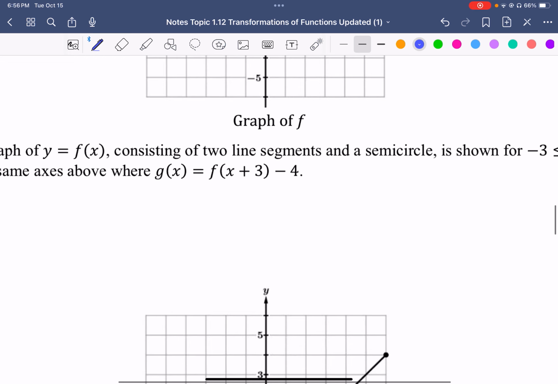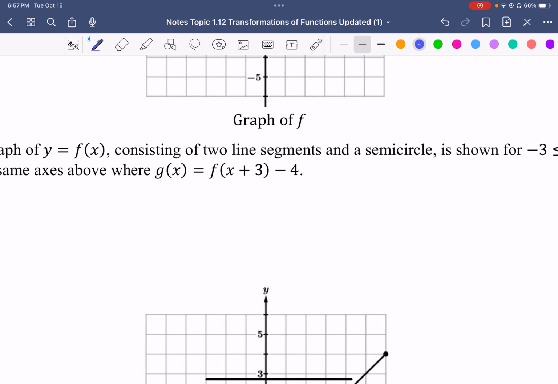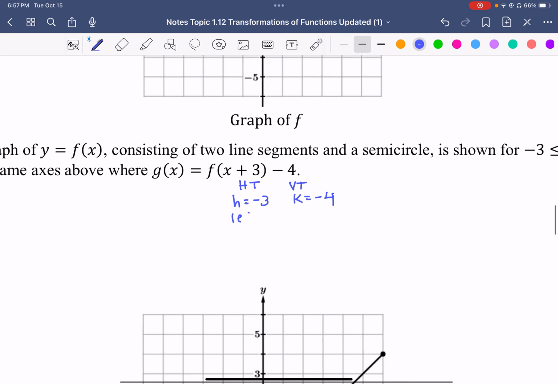Okay, so first let's figure out what the transformations are. I see something happening inside the parentheses, so I know it's going to be a horizontal transformation. Because it's being added, it has to be a horizontal translation. Okay, that means that h is -3. Remember, everything inside is the opposite. I have a -4 on the outside. Outside of the parentheses are your vertical transformations, and because it's being added or subtracted, it's a vertical translation, represented by the letter K, which is exactly what it appears. It is a -4. Okay, so this means we're going to the left 3 units and we're going down 4 units.